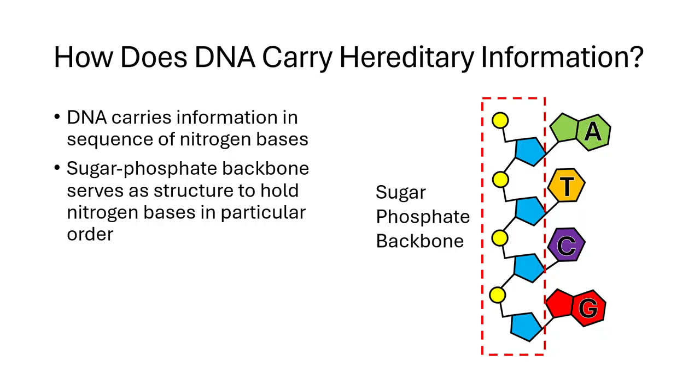It's kind of like the pages of paper in a book. Those pieces of paper are just there to hold the words, the letters in a specific order to make meaning. The sugar phosphate backbone is just there to hold nitrogen bases in a particular order, so they have meaning.